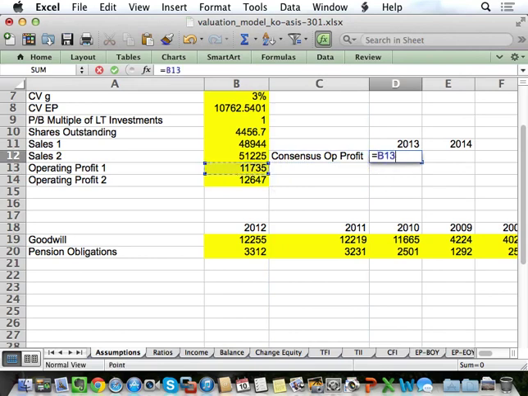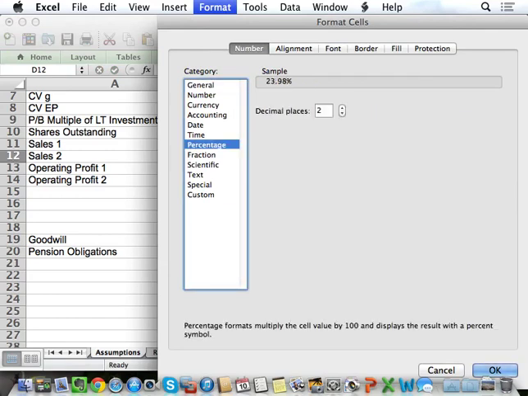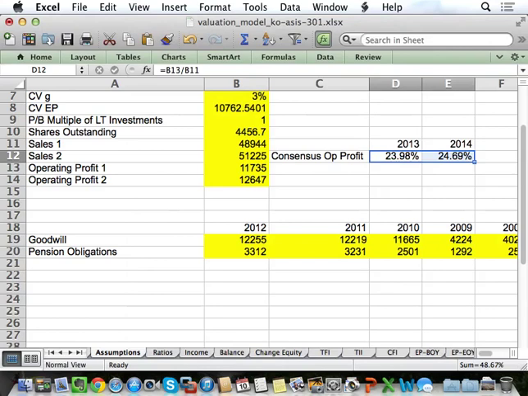Equals operating profit 1 divided by sales 1. And for 2014, operating profit 2 divided by sales 2. So basically, change my format here. That is the operating profit margin that the analysts are forecasting for Coca Cola. The EBIT margin. About 24% in 2013, about 24.7% in 2014. Okay? Based on the consensus numbers. Just operating profit 1 divided by sales 1, operating profit 2 divided by sales 2.